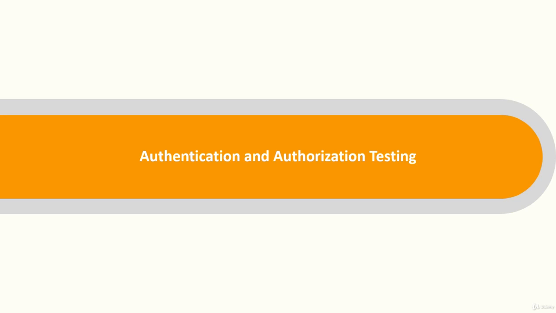Authentication and authorization testing. Authentication and authorization are another great function that modern web applications provide to us. Authentication is the process of proving the identity of the user or any entity. That means that users prove that they are who they say they are, and then the application allows them to view and interact with the content, right?